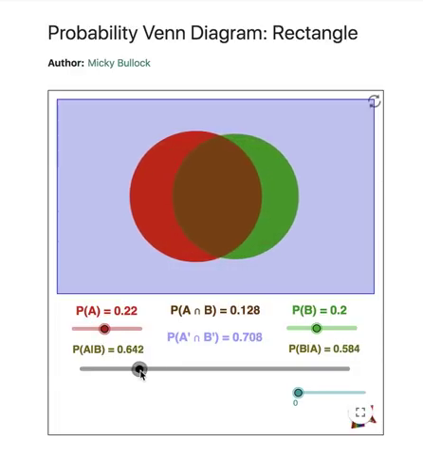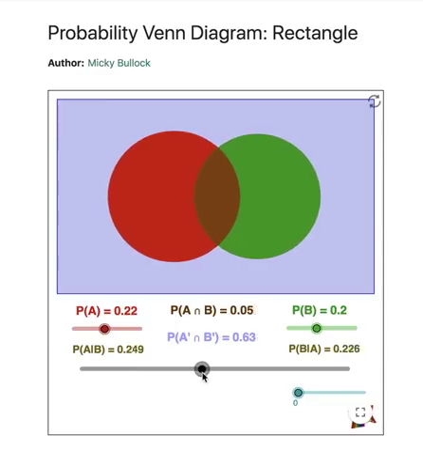So I'm going to have to move that all the way over here. And can I get those two events to be exactly the same? I can. Notice that the probability of A happening is 0.22, and now the probability of A given B has occurred is also 0.22. Knowing that B happened did not influence or change the probability of A occurring.